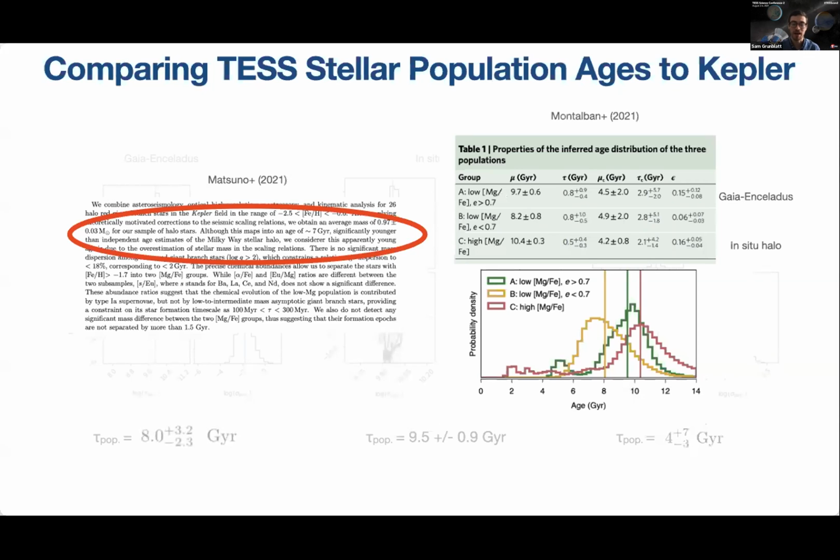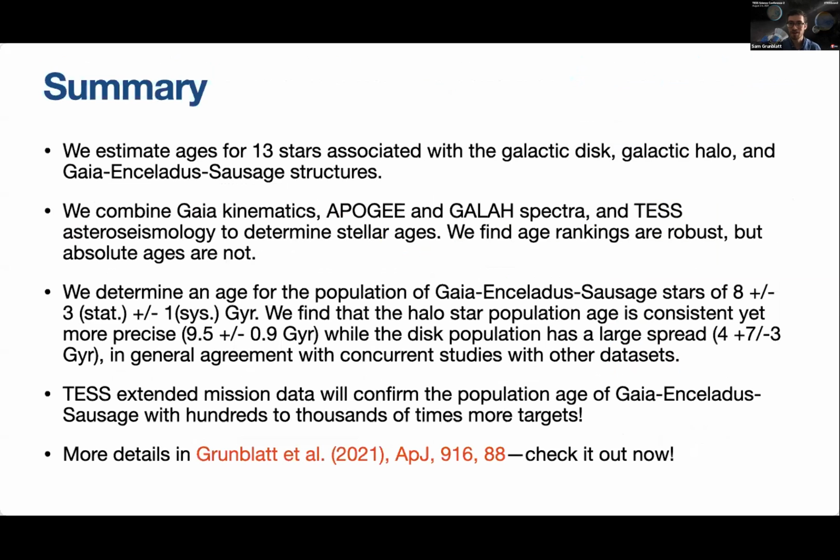Concurrent asteroseismic studies of Kepler data of this Gaia Enceladus sausage have revealed similar age distributions for these stars, which show that the Gaia Enceladus sausage has a median age between 7 and 10 gigayears, and the in situ halo stars are slightly older. Taken together, these studies seem to be pointing to a merger that happened less than 10 gigayears ago. But again, I'll point out that the absolute ages of these stars, and thus the timing of that merger event, is really hard to constrain. And since I'm tight on time, I'll just put up my summary slide and thank everyone for listening and take your questions now.